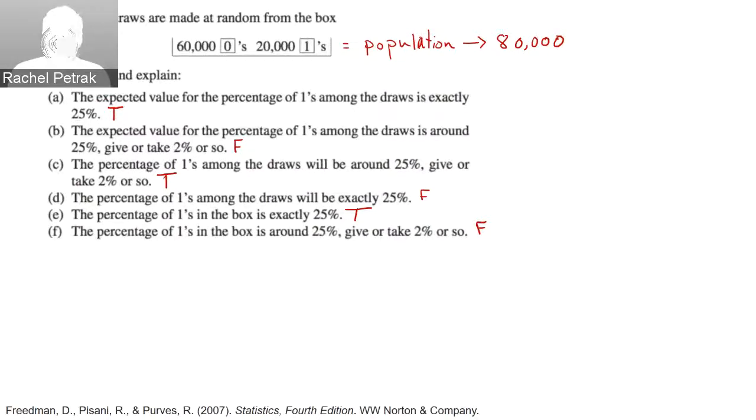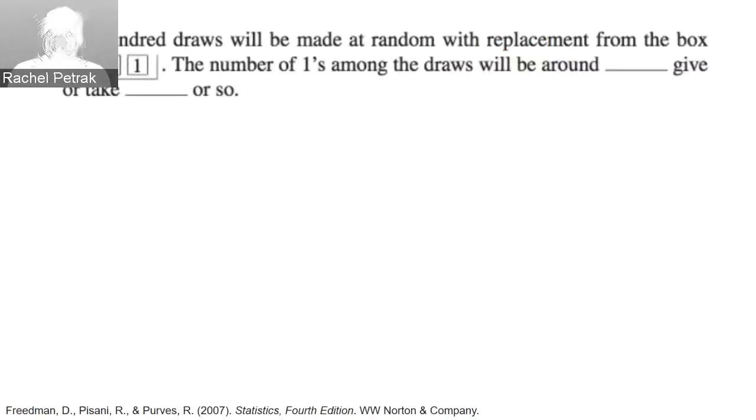Now let's look at one more item. Actually, two more. So let's see our next one. 600 draws will be made at random with replacement from the box 0 0 1. The number of ones among the draws will be around blank, give or take blank or so. Well, we can fill these in. First, let's fill them in conceptually. The number of ones among the draws will be around the expected value, give or take a standard error or so.